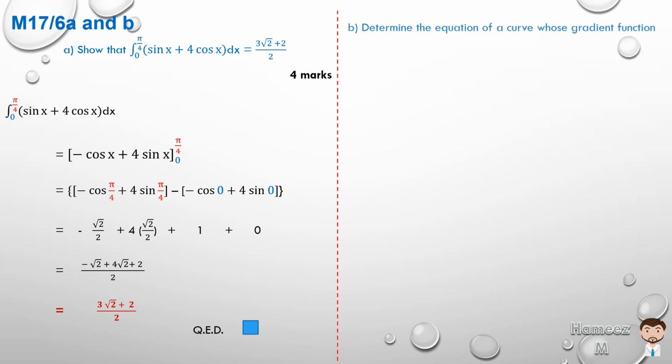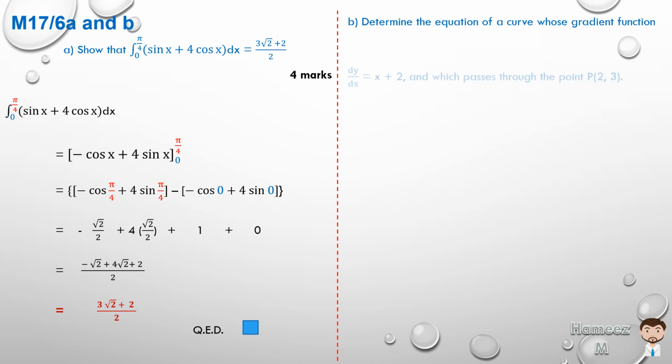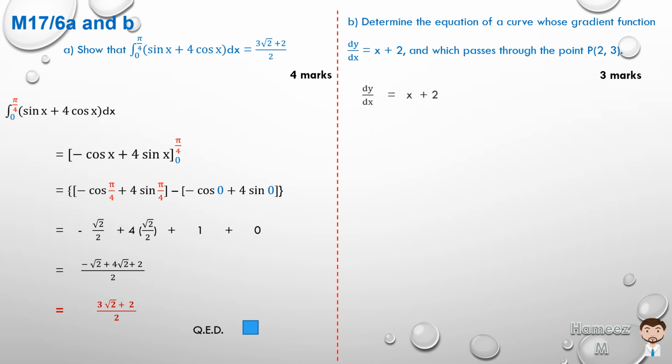Part B. Determine the equation of a curve whose gradient function dy/dx is equal to x plus 2, and which passes through the point P, (2, 3). So dy/dx is equal to x plus 2, and from there we can integrate to find y. So if we integrate with respect to x on both sides, it will give us y on the left-hand side is equal to, what's the integral of x? X squared on 2, or half x squared, plus what's the integral of 2 with respect to x? 2x, plus c, the constant of integration, because this is an indefinite integral in comparison to part A.